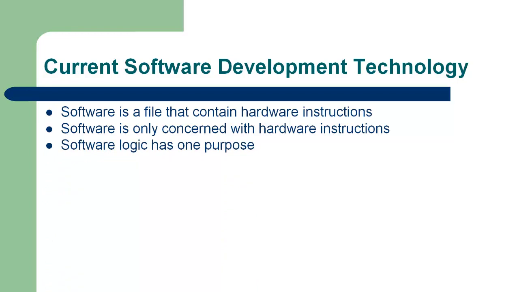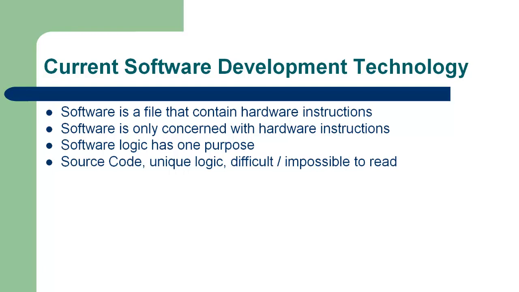Software logic that we write today has one purpose. So our software is an application. We write one application and it has one purpose. So for an operating system, it's simply to manage and run applications and access the hardware. Our source code that we write has, since it's one purpose, unique logic. And it's difficult and impossible to read.